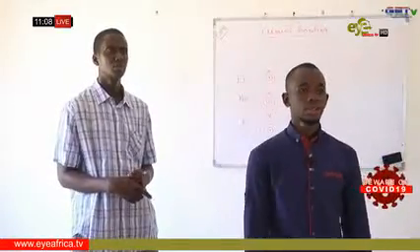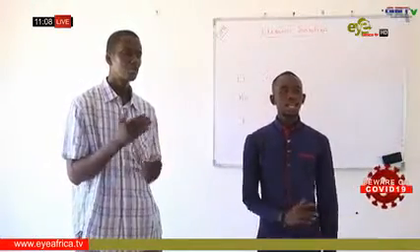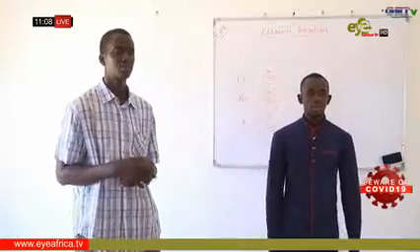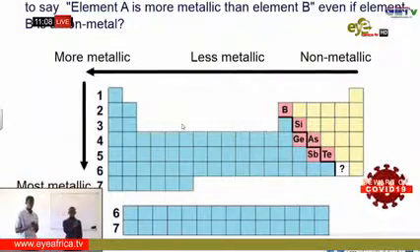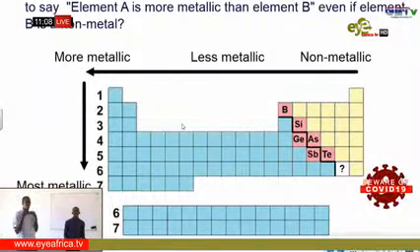That you see, we have the right side and also the left side. On top of the left side we have more metallic. That is where you have the metals themselves. Now in between you have less metallic, and on your right side you have the non-metallic, that is the non-metals.